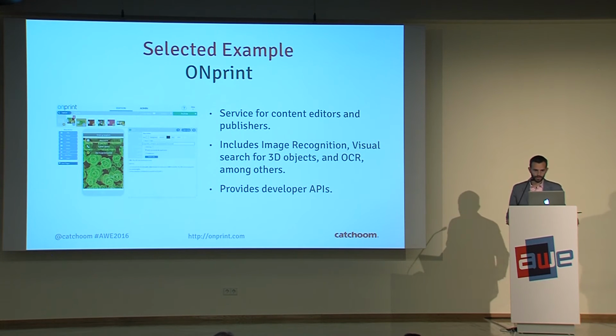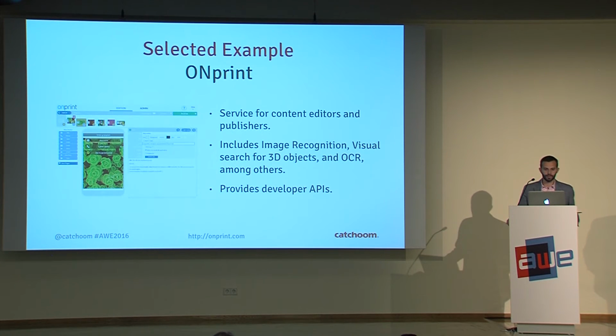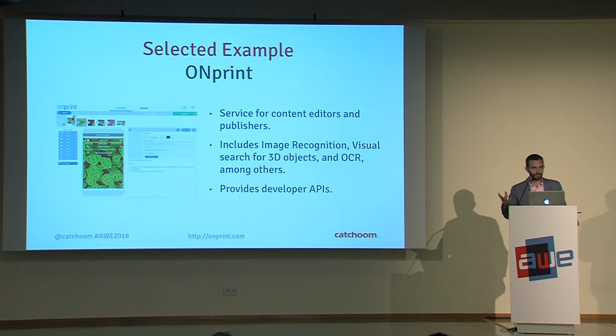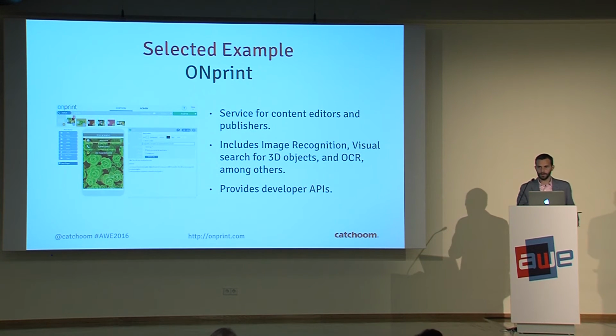And the third example that I wanted to pick is a French company called Onprint. Their service is primarily for content editors and publishers. It includes Catchoom, so image recognition, but also visual search for 3D objects, OCR, and other technologies. And it has their own developer APIs. Okay, so that's even possible. So we have our APIs for developers, but they also have APIs for developers, because as a platform, what they are doing is not to spend time on the underlying technology itself, but more on servicing their customers. Okay.